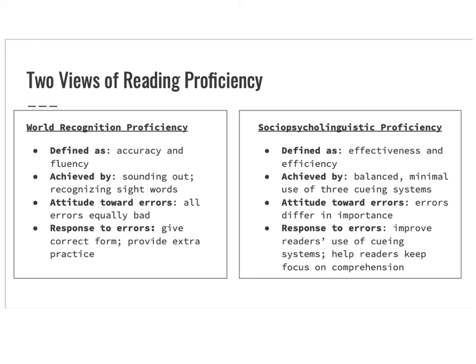Socio-psycholinguistic proficiency is defined as effectiveness and efficiency. It is achieved by balanced, minimal use of three cueing systems. Attitude toward errors: errors differ in importance. Response to errors: improve readers' use of cueing systems. Help readers keep focus on comprehension.